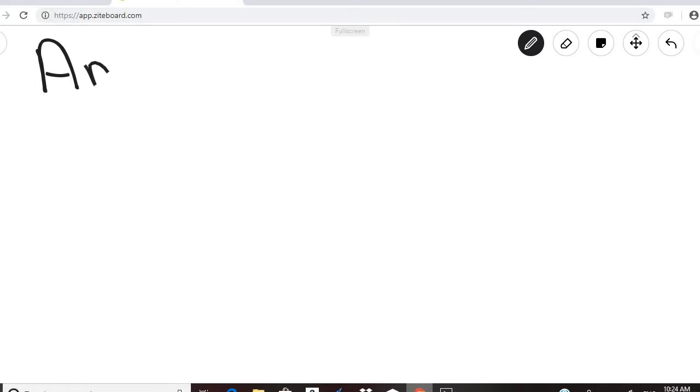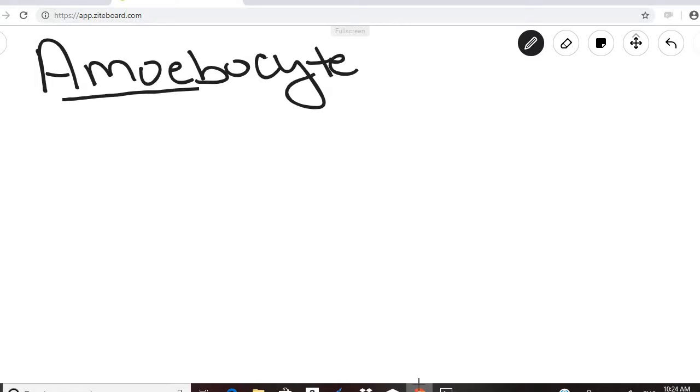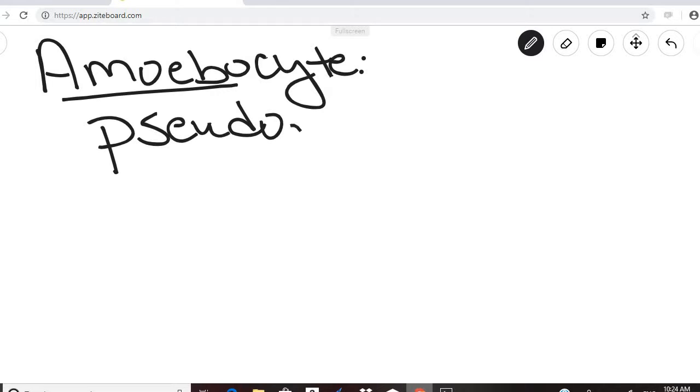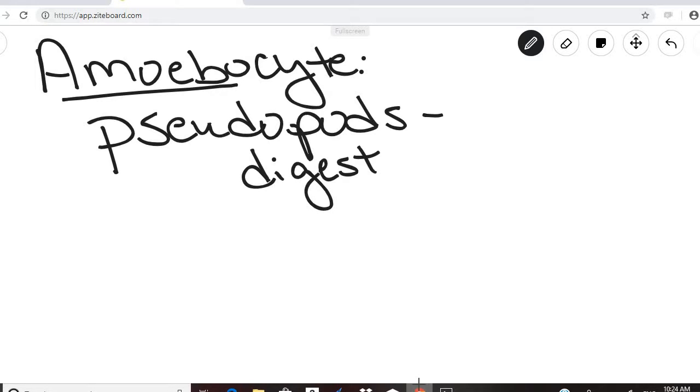Another type of cell is called an amoebocyte. And you might recognize this word amoeba. So amoeba have pseudopods. The amoebocyte is a type of cell within a sponge that has these pseudopods, and those pseudopods help to digest the food that is brought into the organism. The amoebocytes also help to transport things throughout the sponge.